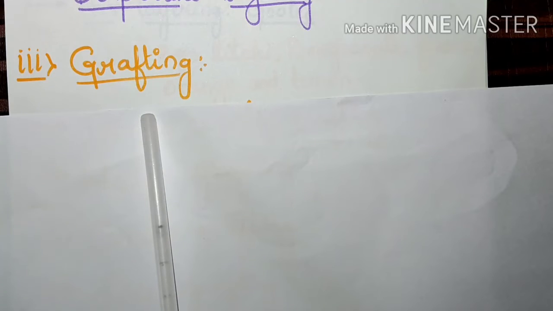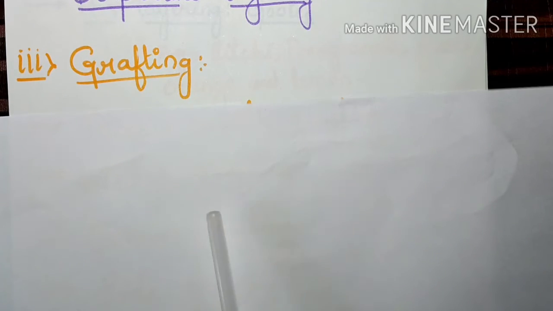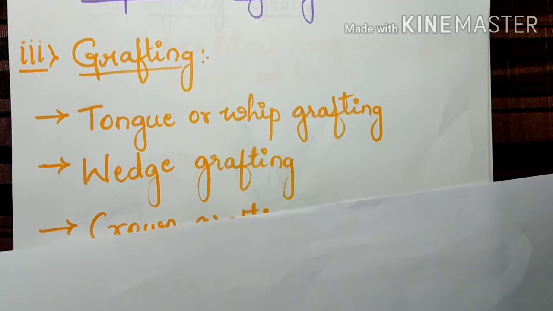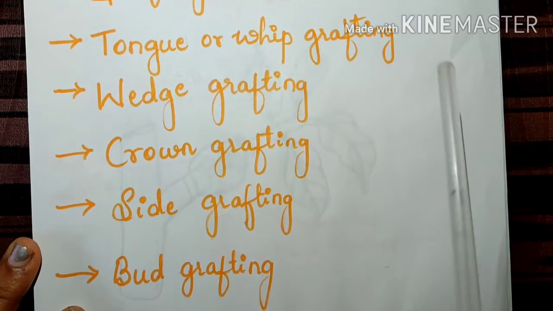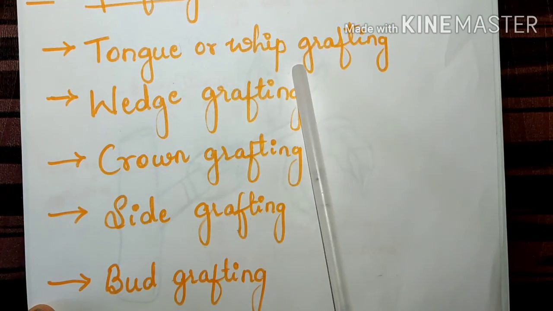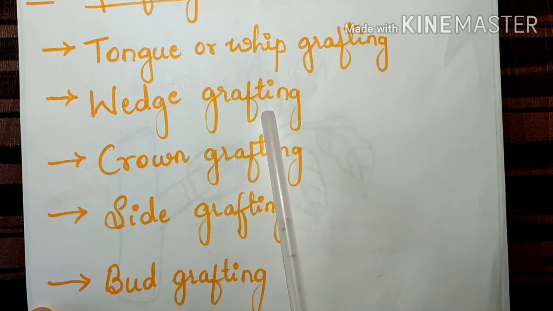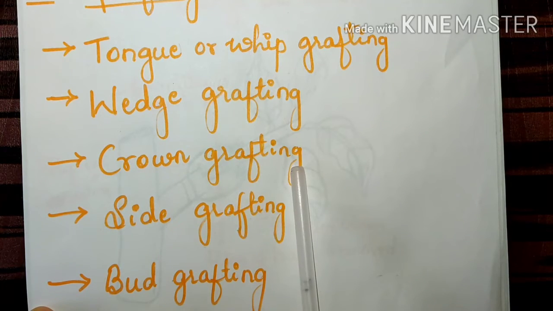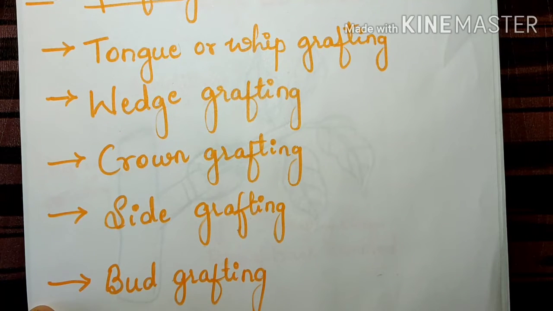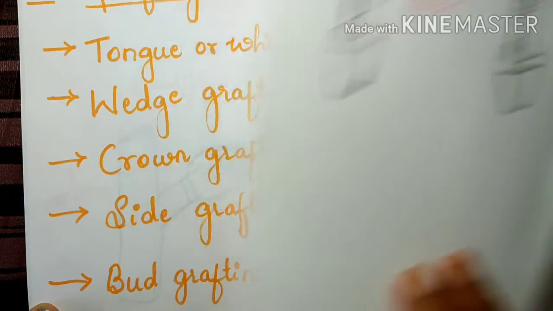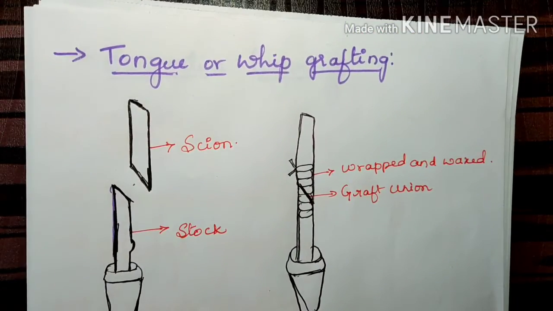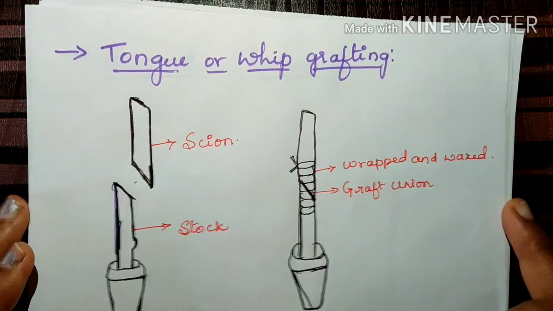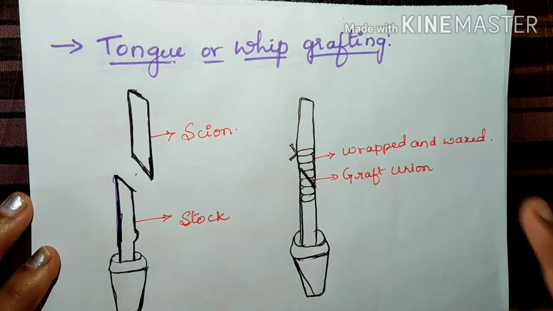So let us study various techniques of grafting. There are various techniques of grafting that involve tongue or whip grafting, wedge grafting, crown grafting, side grafting, and bud grafting. Let us study one by one now. So first we'll go with the tongue, or whip grafting.